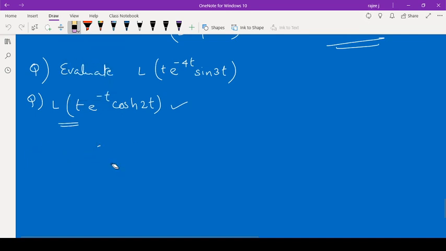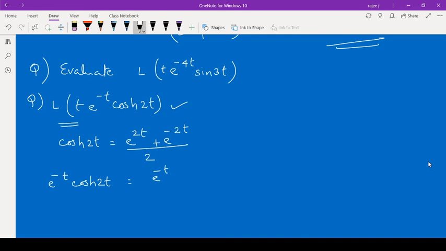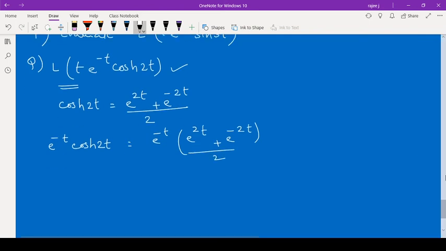So what I'm going to do here is, first of all, I will find what cosh 2t is. Cosh 2t we know is e raised to 2t plus e raised to minus 2t, divided by 2. Now e raised to minus t into cosh 2t. The other way is also okay, but I think this is the simple one. So it is e raised to minus t times e raised to 2t plus e raised to minus 2t, divided by 2. We wrote the exponential form of cosh 2t.